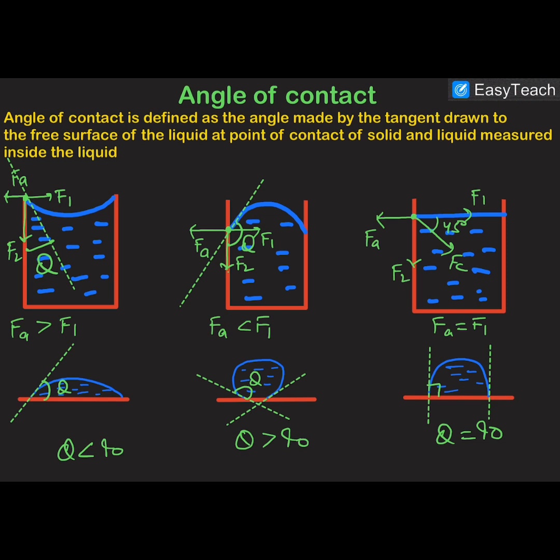So first of all, the angle of contact is defined as the angle made by the tangent drawn to the free surface of a liquid at the point of contact of the solid and liquid, measured inside the liquid. Okay, I know that this definition is not enough to make you understand the concept of the angle of contact, so I'll be explaining it in detail with these examples.